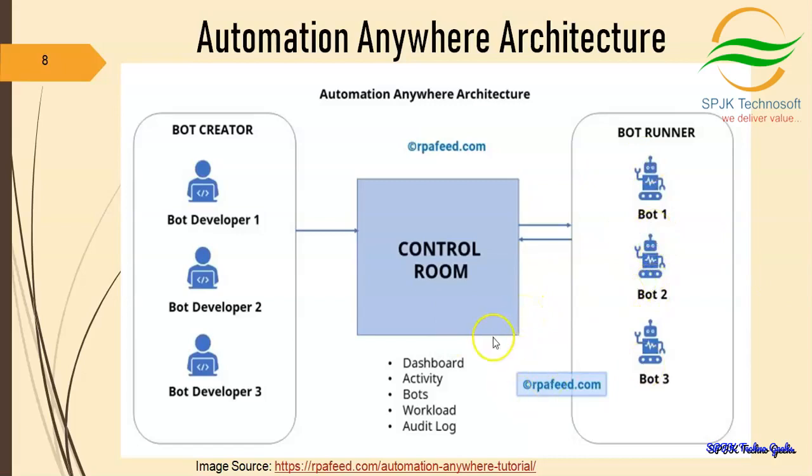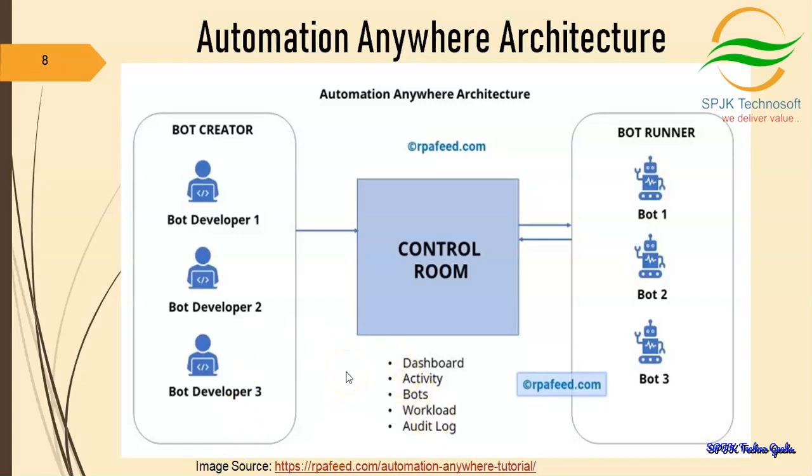Activity displays activity with respect to bots. Bots displays all the bots created using this CR server, and also lists the bot credentials. Then workload shows the data related to the queue. Audit log: an administrator can view IQ bot logs for all users to enforce accountability and detect problems.